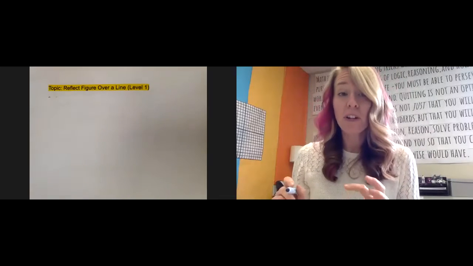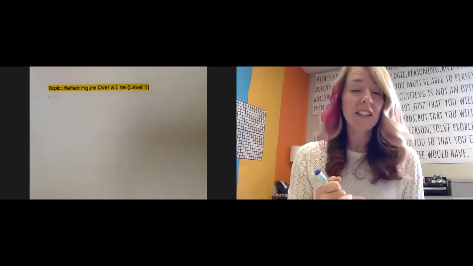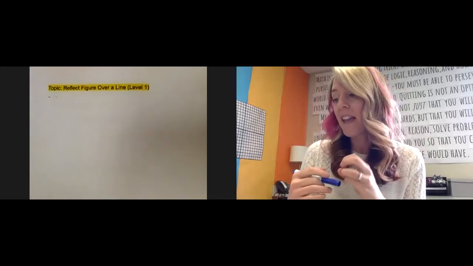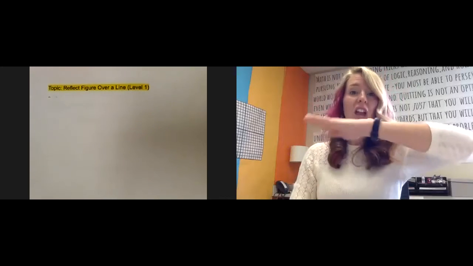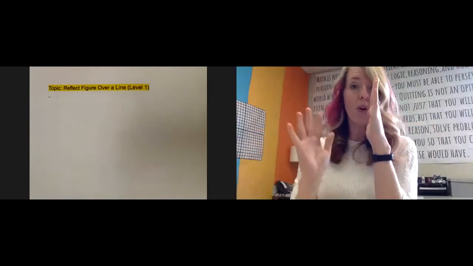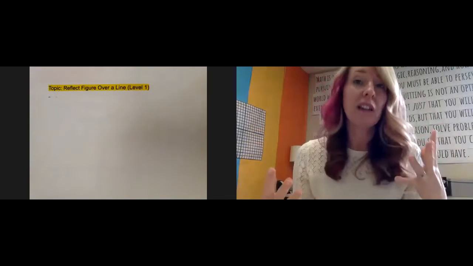For this Delta Math recording, we are doing reflecting a figure over a line. This is level 1, and this is different than many of the questions that we dealt with in Big Ideas because they are focusing not just on reflecting an image or a point over our x-axis or over our y-axis. You need to be able to reflect over different lines.